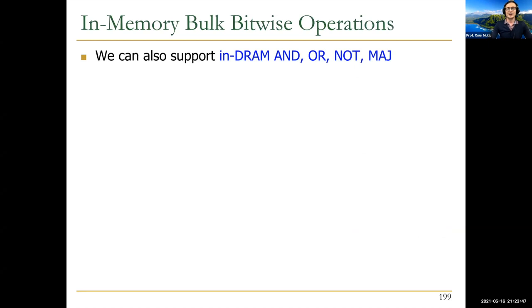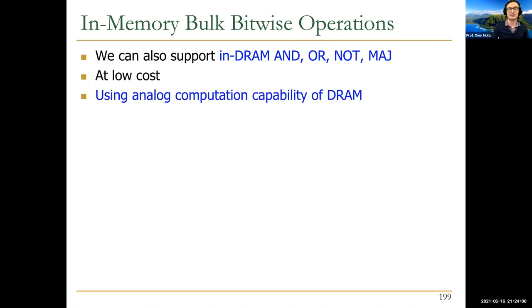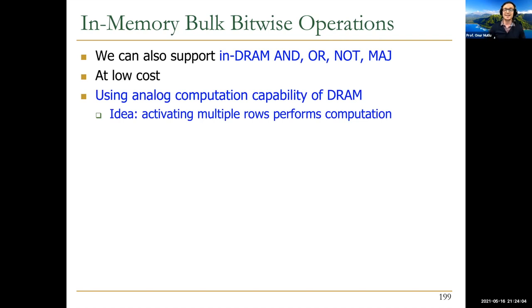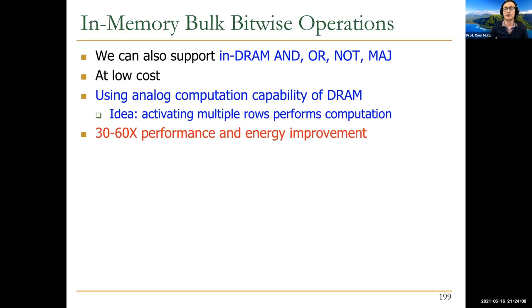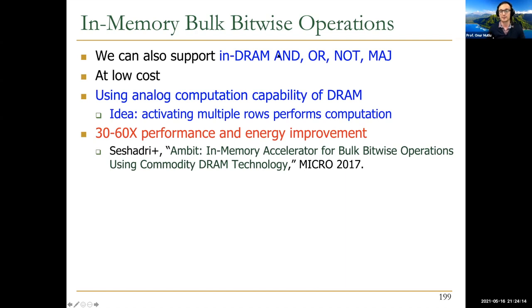Okay, so very quickly, we can also support in-memory bulk bitwise operations in DRAM: AND, OR, NOT, majority. And on top of this, you can actually build full applications essentially. I'm going to give you the basic idea, but not go into a lot of detail. Basically, we can use the analog computation capability of DRAM. And the key idea is that activating multiple rows concurrently performs computation. And this leads to 30 to 60x performance and energy improvement in these fundamental bitwise operations. And you can read the paper for more detail.